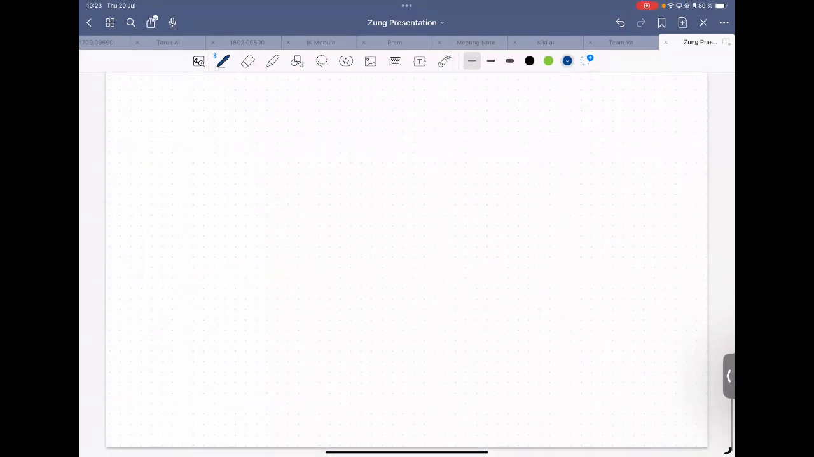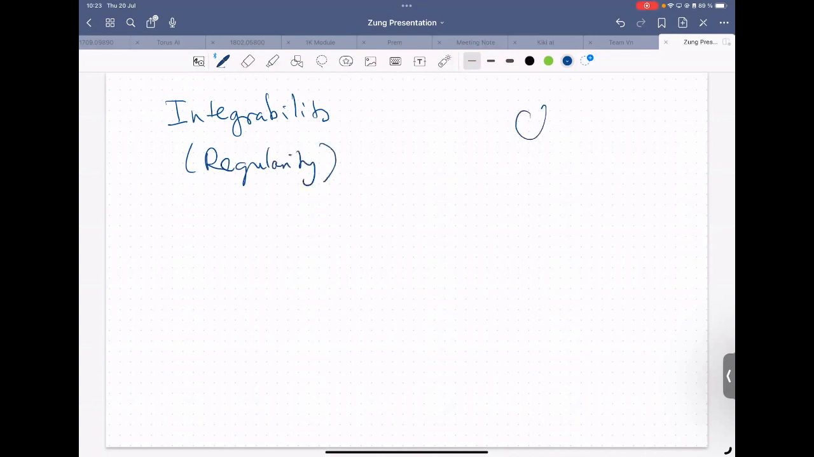Okay, now the next notion is about integrability and non-integrability, or solvability. And what is the opposite of integrability? It is chaos. Actually, you can talk about regularity here. And it is chaos.